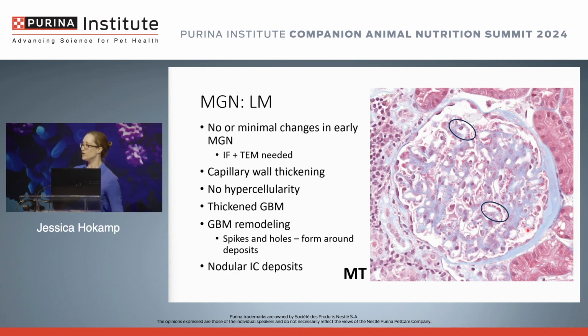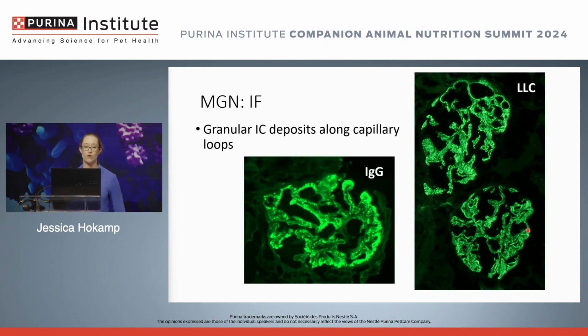Now, that's well and good when we see these on light microscopy, but in many membranous glomerulonephritis cases, we don't have these changes. This is usually a bit more chronic. And so when they're early, we don't see these changes. And therefore, we need IF and we need TEM. And as I mentioned, we have that granular pattern of staining along the capillary loops that is due to deposition of the immune complexes, and they're lighting up with either our antibody or complement stain.